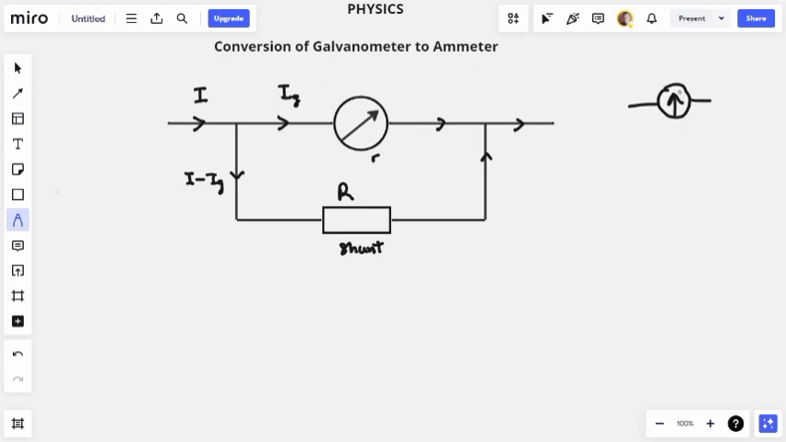So let's look at how to convert this current indicating device, this moving coil device, to an actual ammeter. Now, you know that there is an amount of current that will enter the galvanometer that will drive it to its full deflection. That current, we label it as I subscript G, that's galvanometer current. And that's what we have here. That's the current that will drive this galvanometer to full scale deflection.